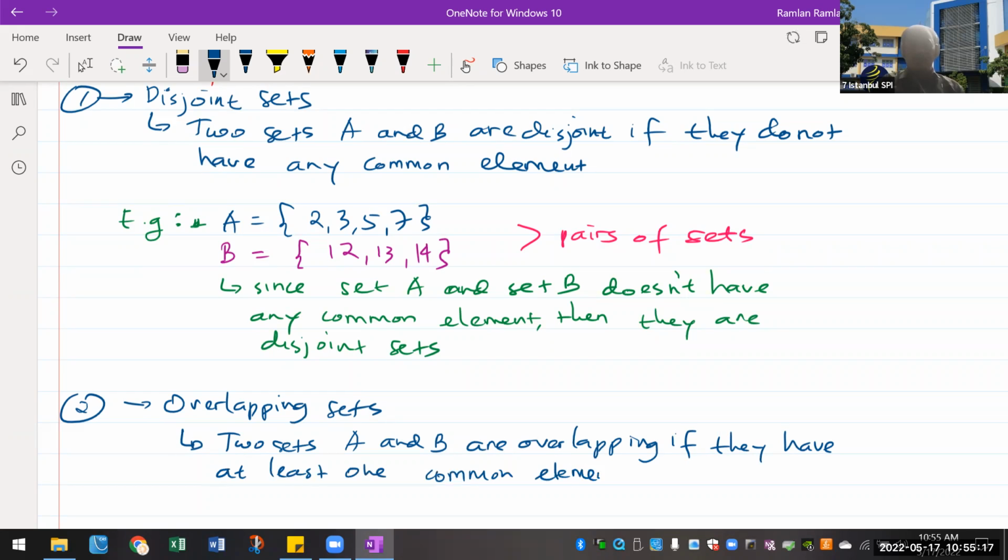Previously, disjoint sets means, for example, we have two sets, set A and set B, and they don't have any common elements. We call them disjoint because they cannot join, because they don't have any similarities. Yeah, pokoknya ada yang sama. So for overlapping sets, if we have at least one element that is the same or common, it means they are going to be overlapping.